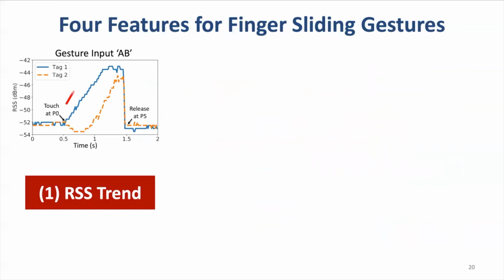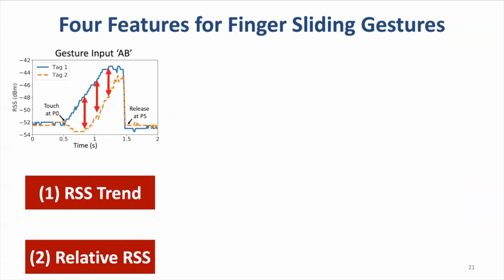To detect the 10 finger gestures, we identify 4 single features. The first feature is the increase or decrease trend of the RSS. For example, the gesture input AB has an increased RSS trend for the two tags. The second feature is the relative RSS between two tags. For example, in this figure, the RSS of tag 1 is always larger than the RSS of tag 2.